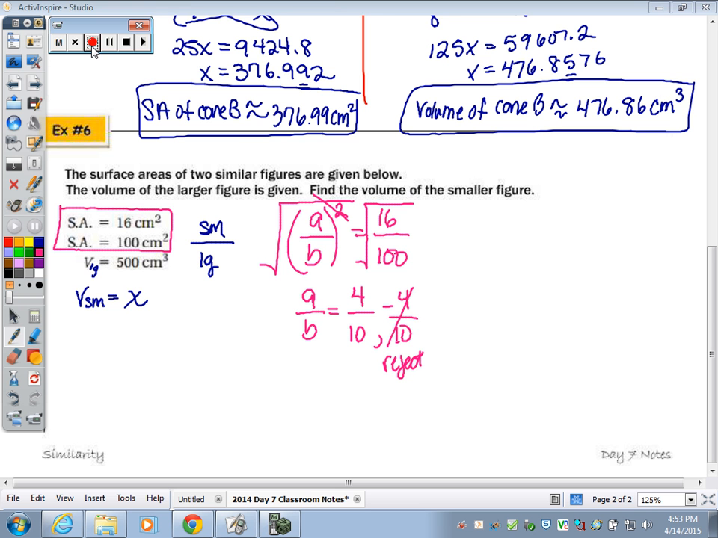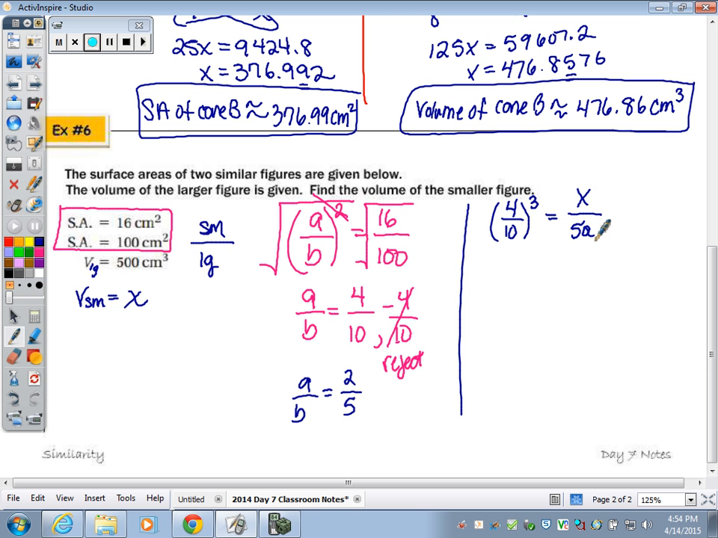I want to reject the negative. Now I'm going to go ahead and use that ratio to find the volume. Now you can reduce that. You don't have to. You can leave it as 4/10. But again, if it was asking for the scale factor within the question, you'd want to reduce it to 2/5. But you can leave it as 4 over 10. So I'm just going to leave it as 4/10, and I'll show you also with 2/5 that you do get the same answer. So if I have 4 over 10 cubed, that's equivalent to X over 500.